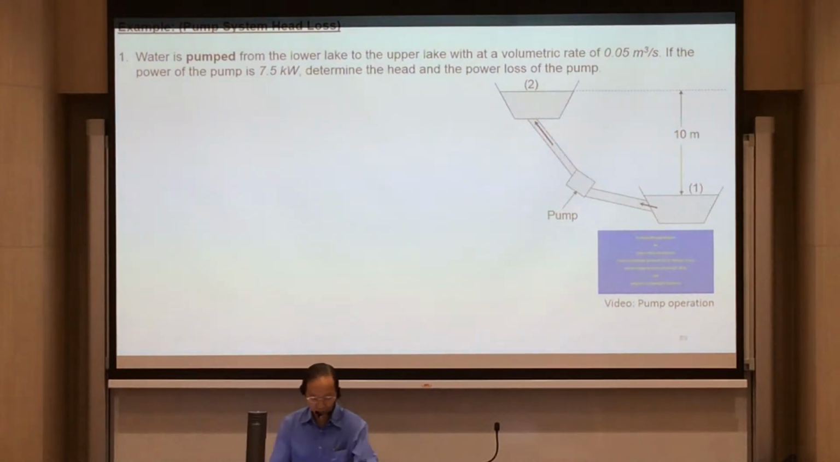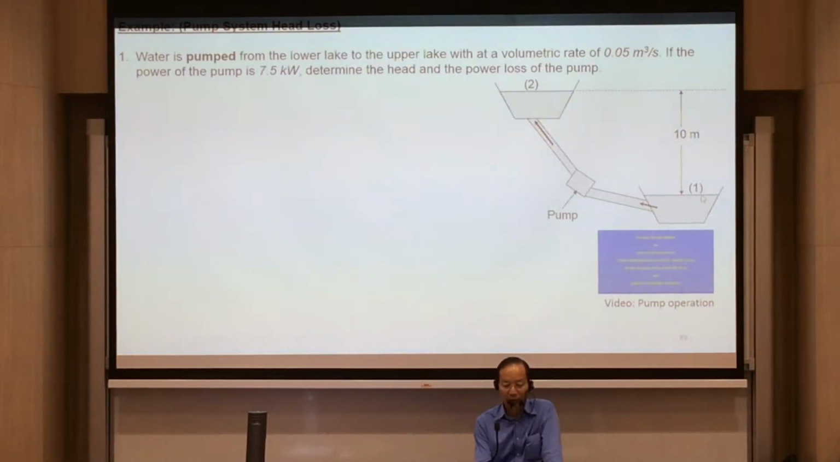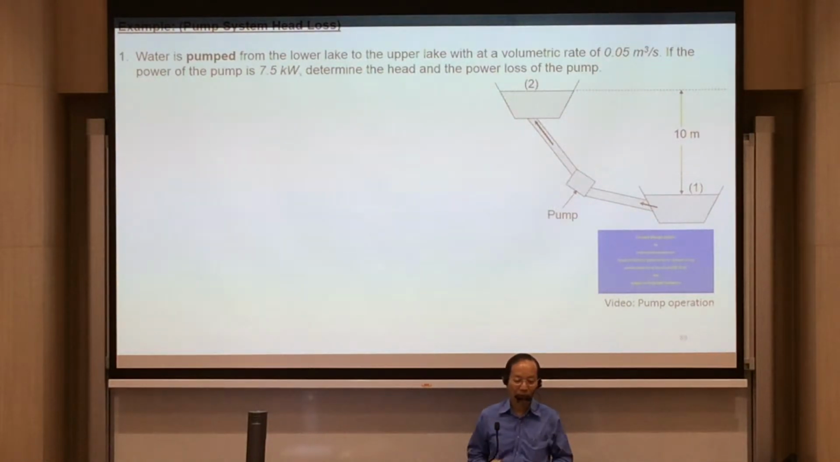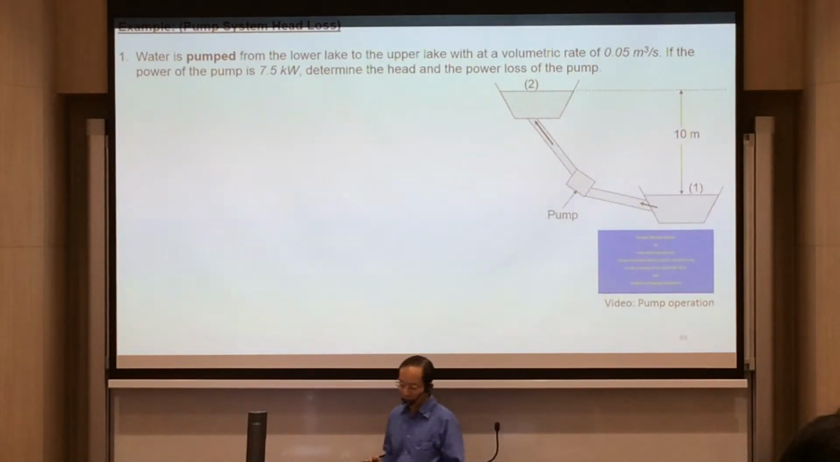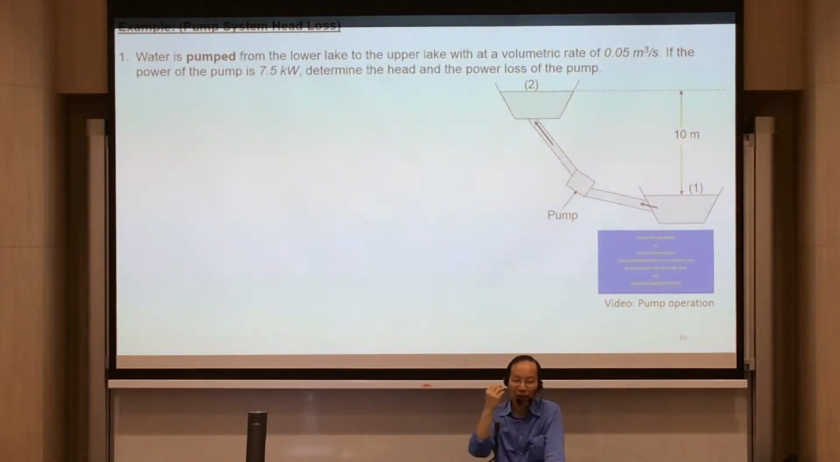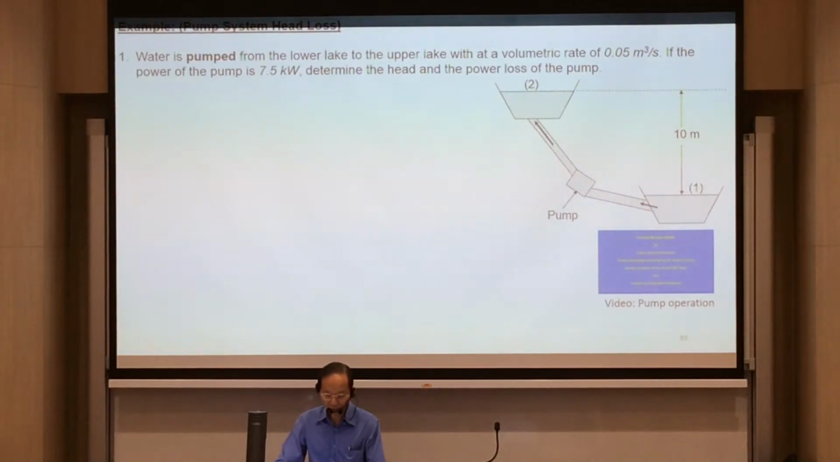So, how do we go about doing that? Level 1 or point 1 is 10 meter below level 2 or point 2. We are given the volumetric flow rate, we are given the pump power, what is the head and the power loss of the pump? Because when you pump anything along a pipe, there is bound to be energy required to overcome viscous friction, and this manifests itself in the form of a head loss. So what is this head and what is the power loss of the pump?